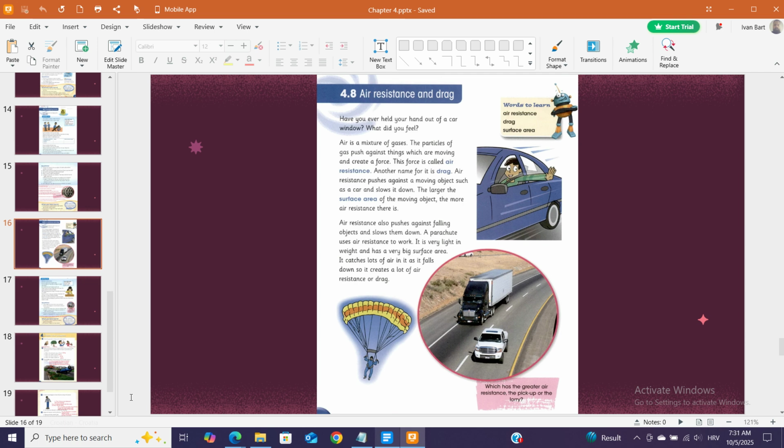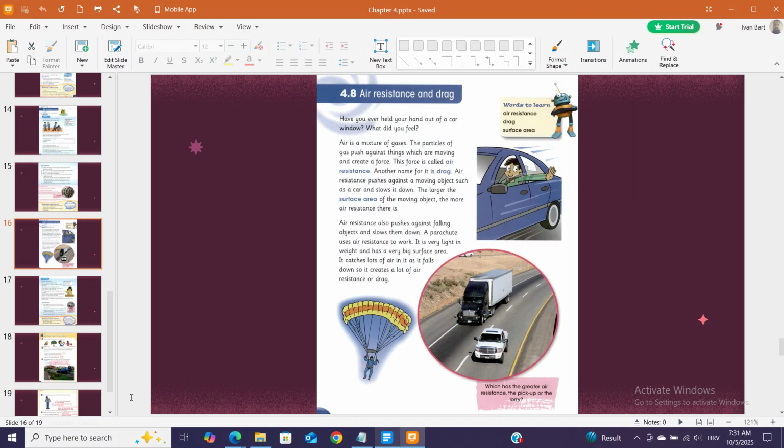Air resistance pushes against a moving object such as a car and slows it down. The larger the surface area of the moving object, the more air resistance there is. Air resistance also pushes against falling objects and slows them down. A parachute uses air resistance to work. It is very light in weight and has a very big surface area. It catches lots of air in it as it falls down, so it creates a lot of air resistance or drag. Words to learn: air resistance, drag, surface area.